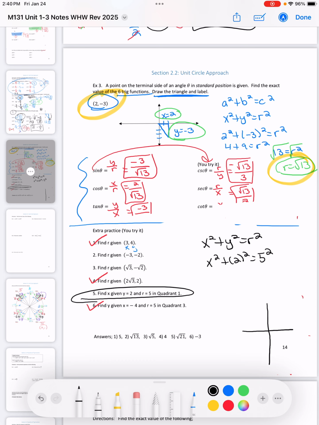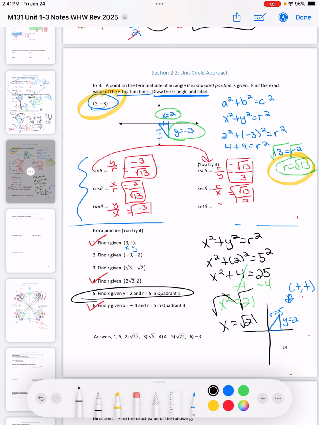We're in quadrant 1. We don't know how far over, but we know we're going up 2 and then a radius of 5. So we know y is 2 and r is 5. And in quadrant 1, both the x and the y are positive. So my answer is going to be positive, so that's nice. So back up here to the top, x squared plus 4 is equal to 25. Subtract 4. x squared is equal to 21. Take the square root of both sides, and x is equal to the square root of 21.